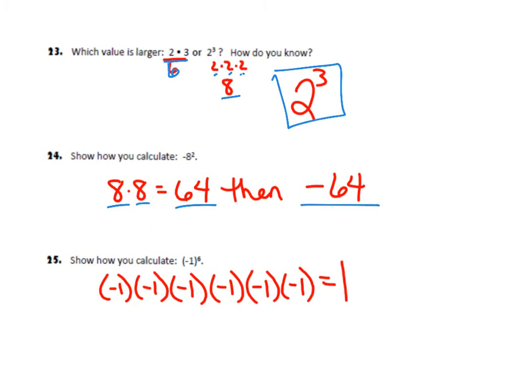Same thing with 25. Show how you calculate it. Because it has parentheses, I have negative 1 six times. Negative 1 times negative 1 is a positive, negative, positive, negative, positive. My answer is positive 1.